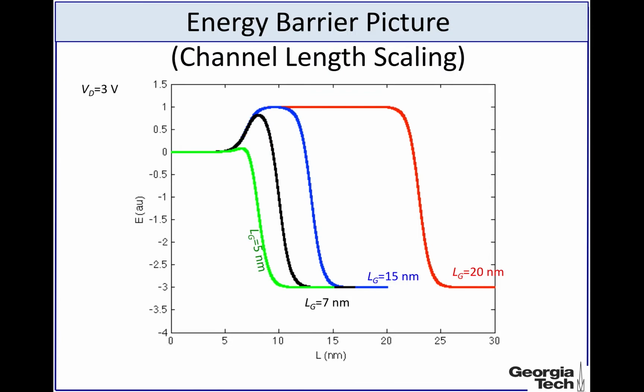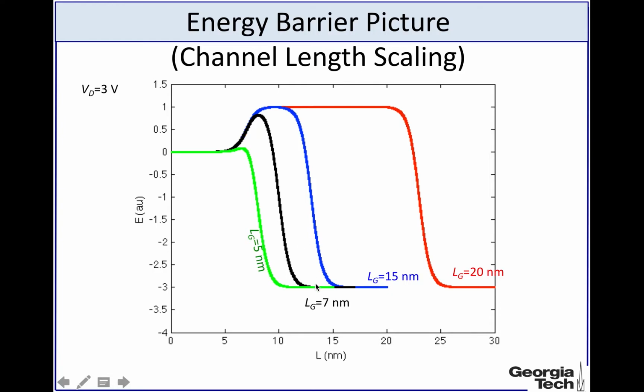Alright, so now let's see what happens in a short channel transistor, or as we decrease the channel length. Here, say you have a transistor which has a channel length of 20 nanometers, and in that case the barrier height is around 1 unit. Now if we reduce the channel length to 15 nanometers, you can see that the barrier region is almost the same as that for 20 nanometers.